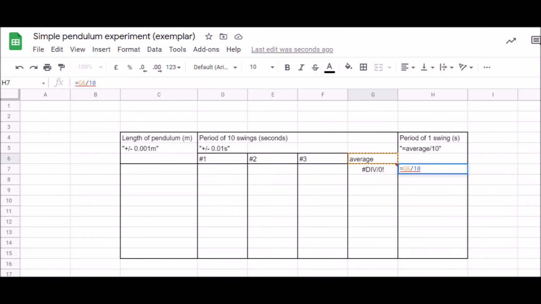Then I'm going to do the same thing for my period of one swing in seconds column and have a divide by 10 equation in there. It just takes the average time and divides it by 10, because presumably the period of one swing is a tenth the period of 10 swings. Notice I didn't have to put an uncertainty on that period of one swing because it's not raw data.